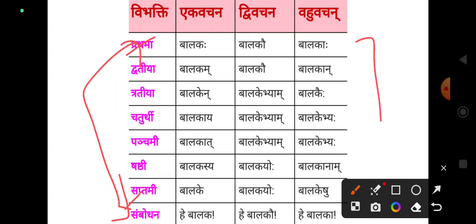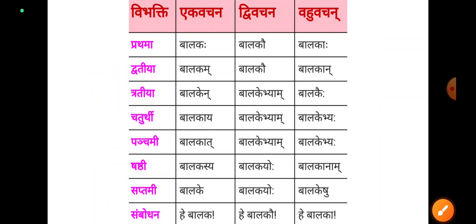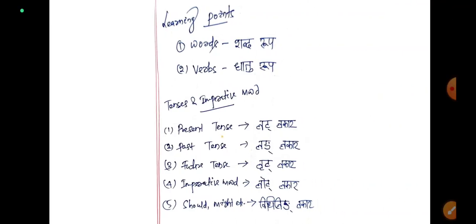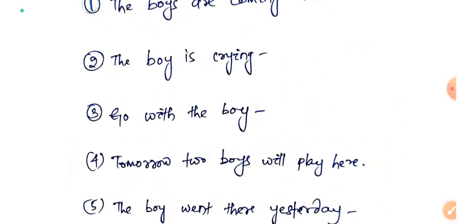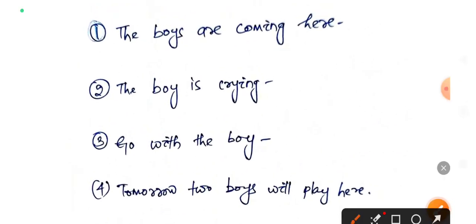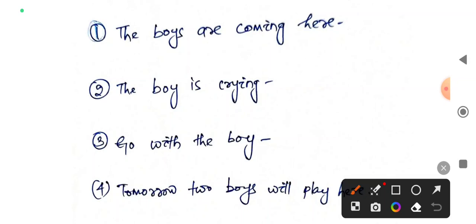Okay, so this is the structure of the balaka shabda. One shabda roop I just told you. It is nothing but one noun we just discussed here, and how we can use it in a translation, I will explain now. See, I have given you just five sentences. Just look at the sentences carefully. The first sentence is, the boys are coming here. So this is in English translation.